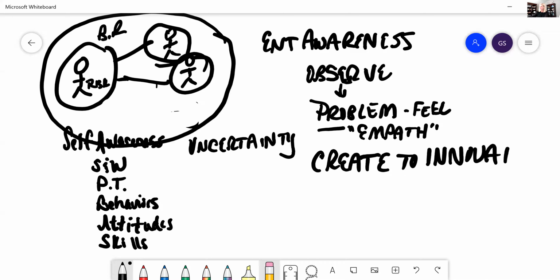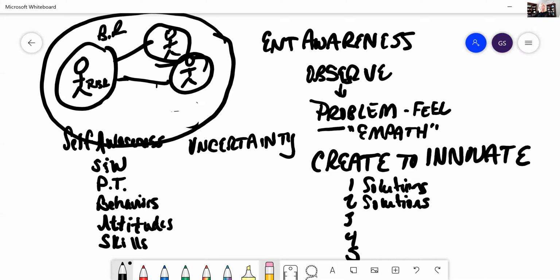So we're working on our creativity skills. The more creative that we are, the more solutions we can think of to help solve that problem. So we want to think of great solutions, solutions that don't exist, and solutions that are better than our competitors. So we're using our creativity, first of all, to develop these solutions.